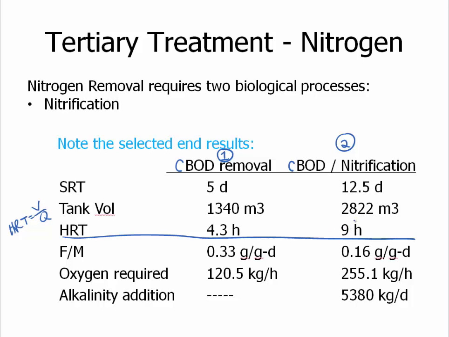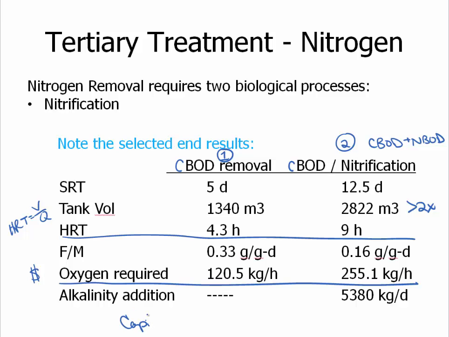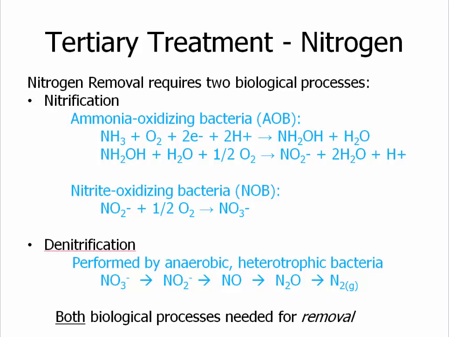So because you have a longer HRT, these systems require much larger volume, more than 2 times the volume. This also requires much more oxygen. Because you are also removing carbonaceous BOD and nitrogenous BOD, these systems require more oxygen, and the supply of oxygen costs money. So nitrification, although you don't remove any nitrogen, does take significant capital and operational cost. If we want to complete nitrogen removal, we first must do nitrification.